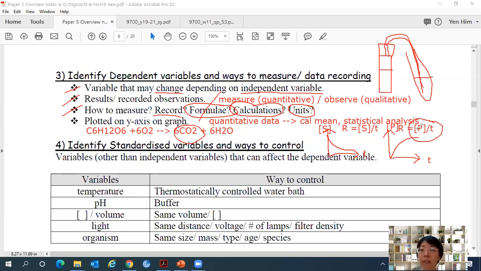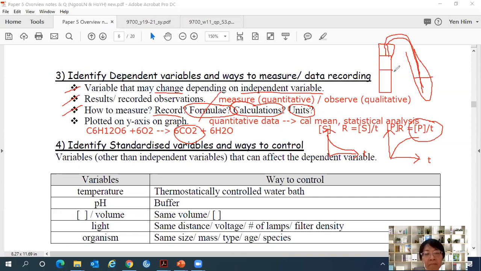Sometimes you can fix the product and measure the time, for example, the time taken for all the substrate to disappear. So in this case here it is number of bubbles per unit time. So you need to know what's the formula for you to calculate, and after you calculate, what is the unit? I'm going to ask you, if I'm calculating the number of bubbles in 1 minute, what will be the unit that you will give for your result here?